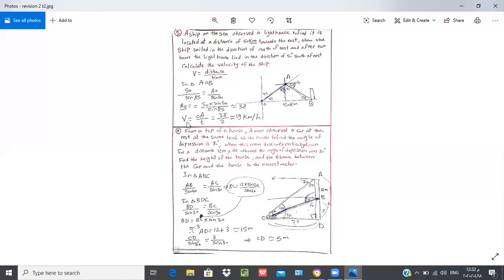Okay, V equals OA over T. Velocity equals distance over time. This is the distance, over time, it will be 19 kilometers per hour.